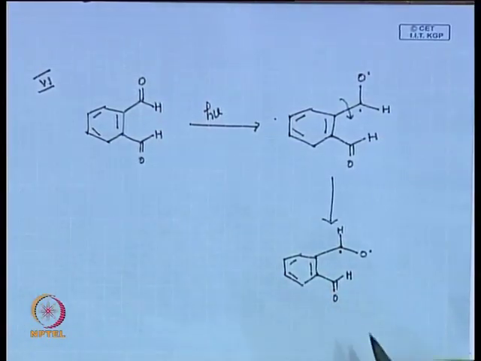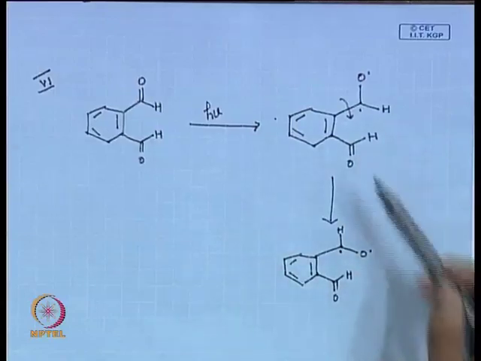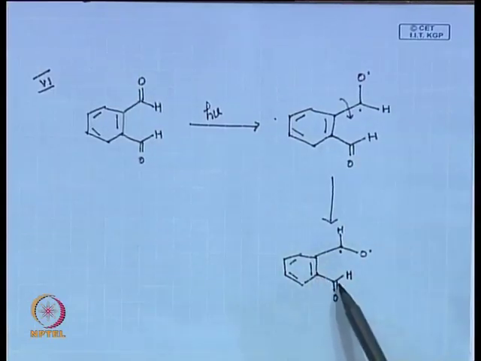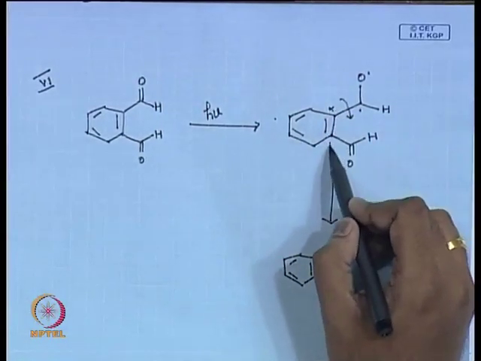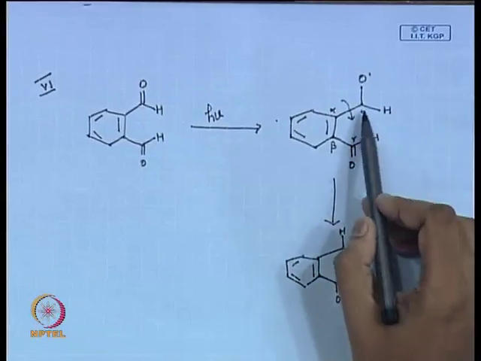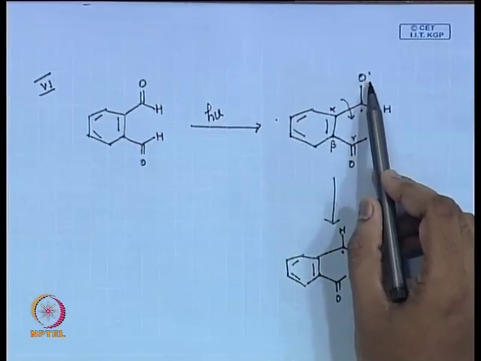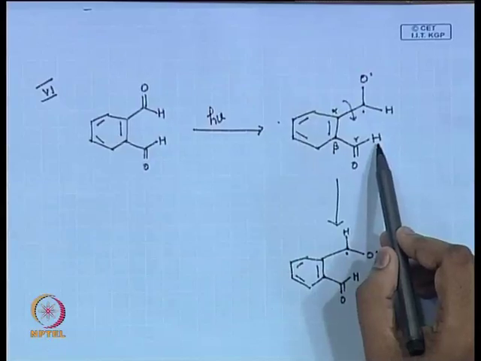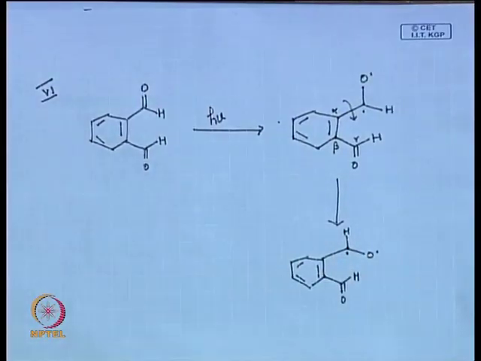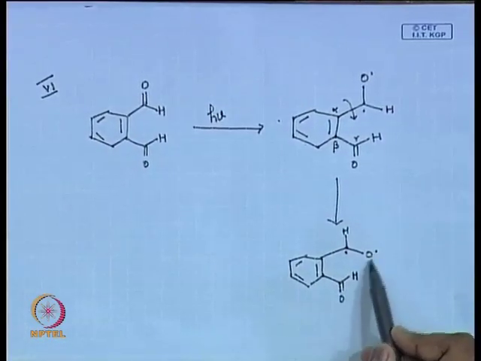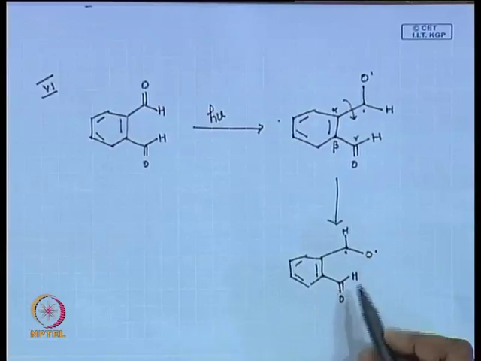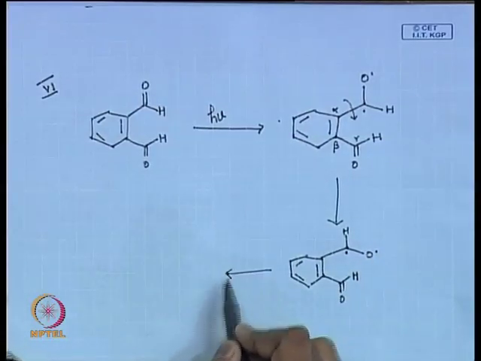This part it does, you know why? Because you have an alpha, beta, gamma. So, this O dot has to abstract this hydrogen. That is why it does this flipping, to get the O dot in the vicinity to abstract this hydrogen. So, if it abstracts, then what happens?